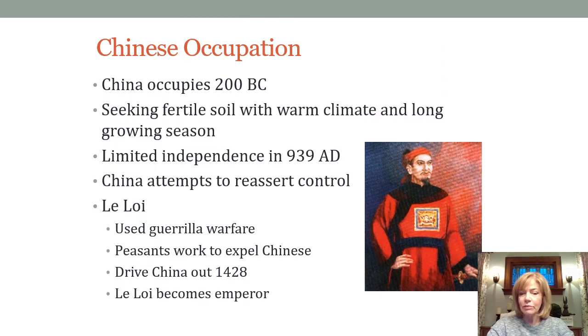Okay, so let's look a little bit at Vietnamese history. This is important because the Vietnamese, all they've ever really wanted was their independence, but throughout their history, they were occupied by many different kingdoms and world powers. So if you go back as far as 200 BC, they were occupied by China, right? China went down there because in Vietnam they have a longer growing season. They have more fertile soil. So they went down there for that.